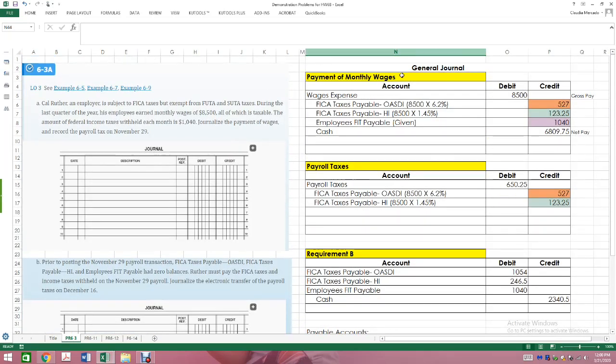The first two entries. The first one is to calculate your monthly wages. The second one is to calculate your payroll taxes. And then the third one, which is requirement B, is to actually remit payment of those taxes to the different taxing entities.